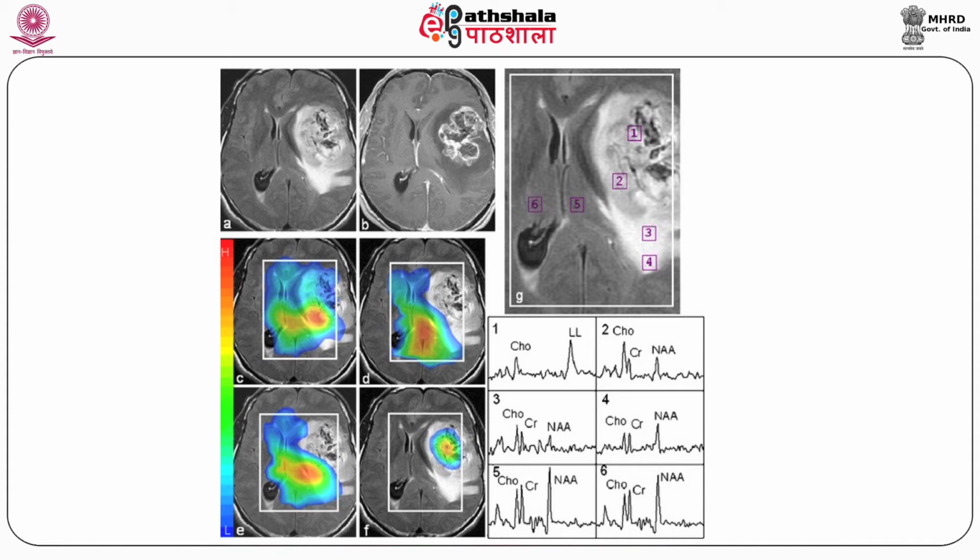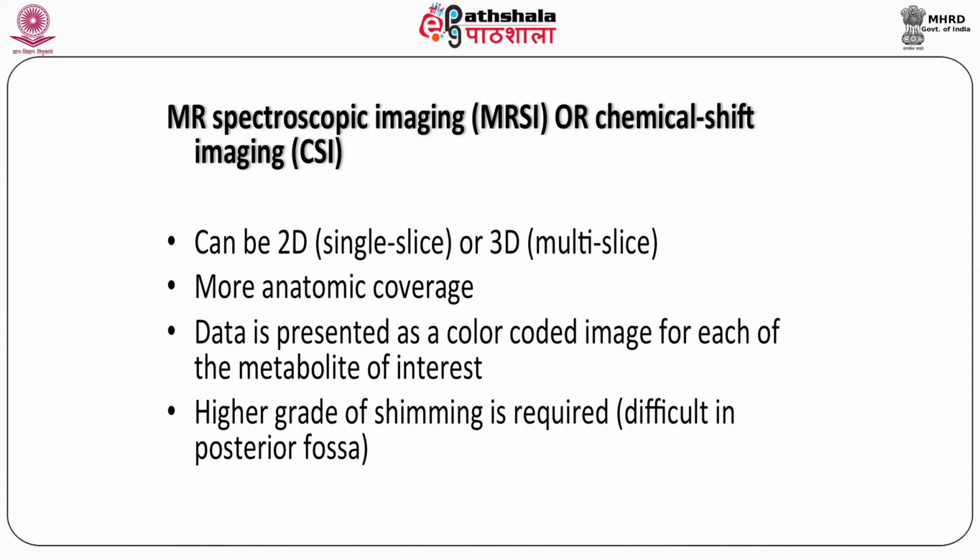MR spectroscopic imaging, MRSI, or the chemical shift imaging. Here we can acquire a 2D, a single slice, or a 3D multi-slice image. Here a more anatomical coverage is acquired. Data is presented as a color coded image for each metabolite of interest, which is visually pleasing. A higher grade of shimming is required, and it is especially difficult in posterior fossa lesions where a lot of bone and the compartment is a very small area.